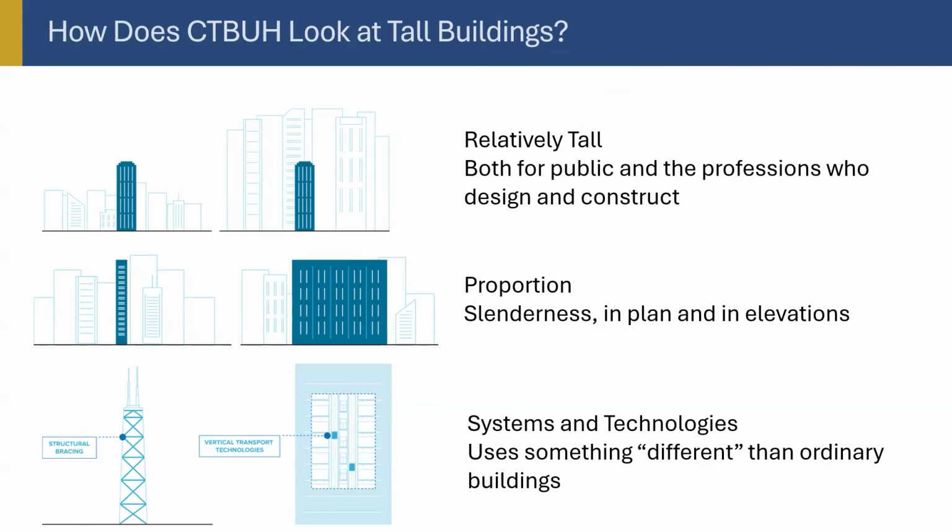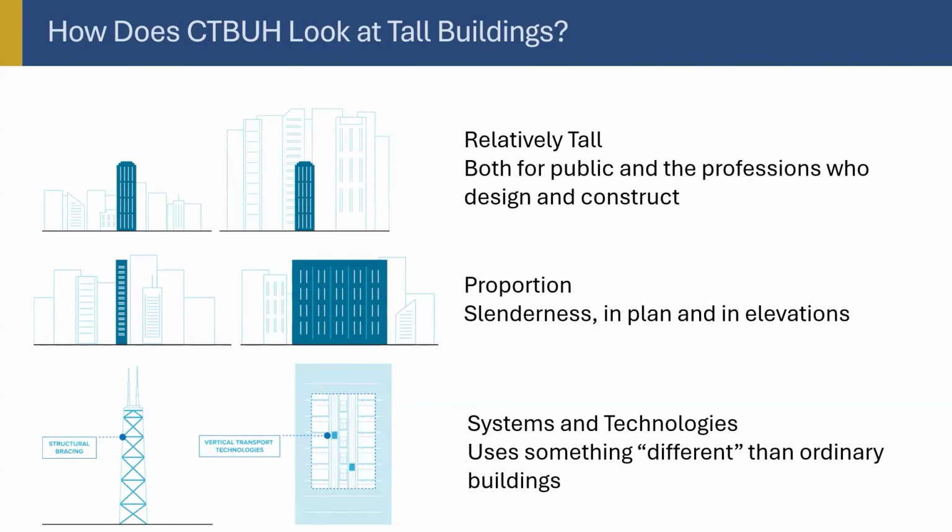The second one is tallness in terms of proportion. These two buildings are the same height. This you will say tall, this you will not think tall, right? But both of them are the same height. So height is not the only criterion. It's the relative location and the proportion that also matter.